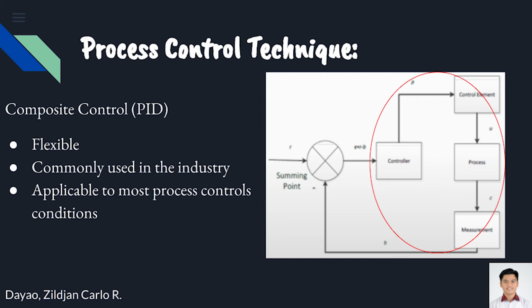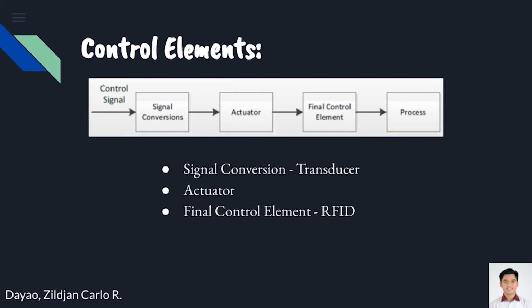The process control technique that we chose is the composite control, proportional, integral, and derivative method, because it is responsive and still eliminates offsets, which increases our design's efficiency. For the control elements, we will be using transducers to convert signals to the LED light, an actuator to respond to the transducer and allow the good quality fruit to the packaging section, wherein the final control element, the RFID system, will be stamped on the packaged fruit.